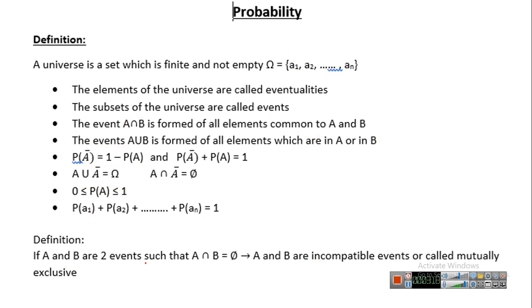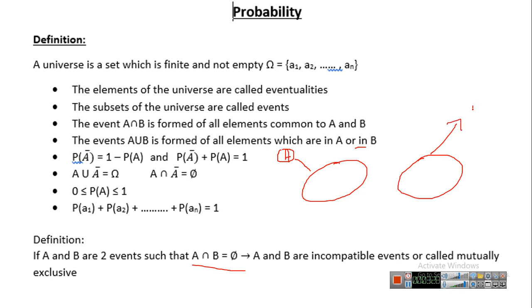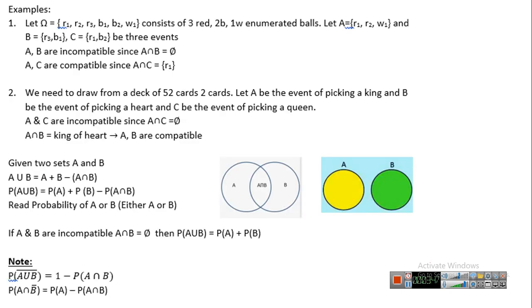There is something: if A and B are two events such that we don't have anything in common. Suppose this is set A, and this is set B, and you don't have anything in common. For example, the set of hearts and the set of clubs. Do we have anything in common between club and heart? No. So we say A intersecting B is phi, and this is called incompatible or mutually exclusive. It means that we don't have anything in common between them.